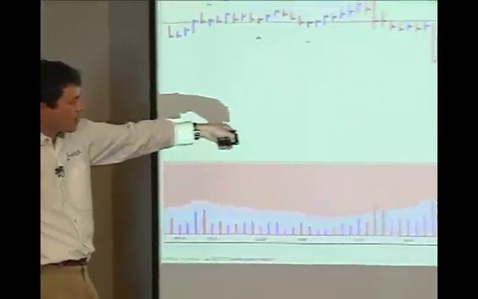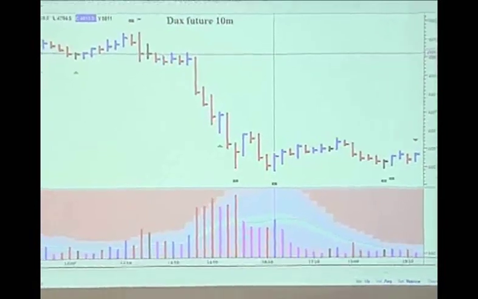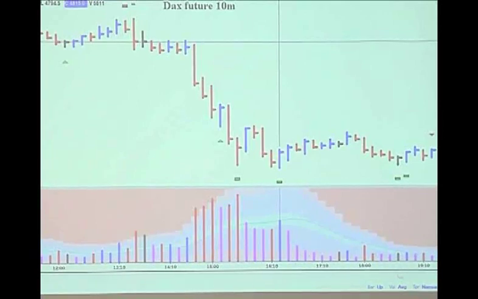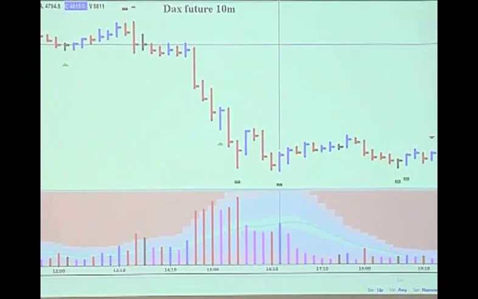Just to recap, if you've got high volume on down bars or stopping volume, and then you've got high volume on an up bar relative to the previous bars, it's not going to go anywhere, or it's going to come down and make a new low. In this instance, it went nowhere. It just went sideways.